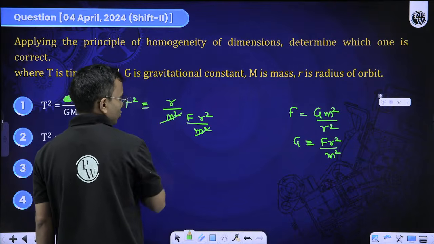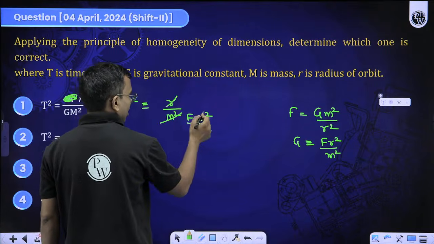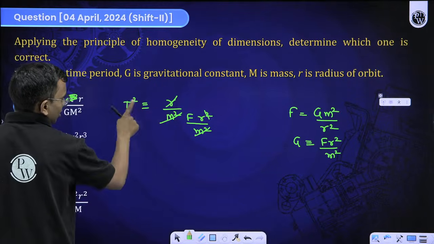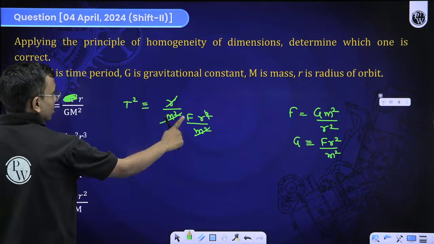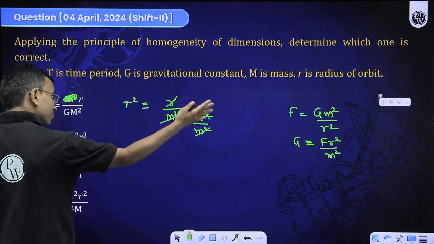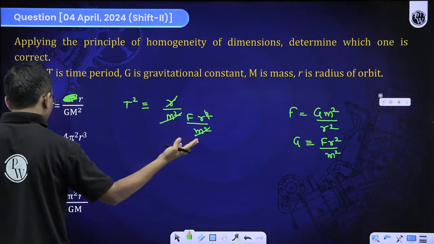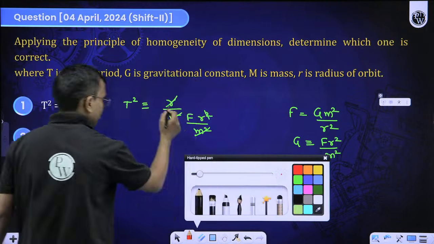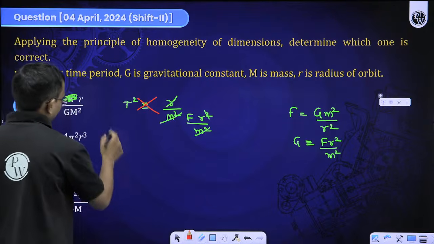This mass square is getting cancelled. This r is getting cancelled. Is it possible that these two can have the same dimensions? No. In force, I am having the unit kg meter per second square. In time, it is just second. It means this relation is incorrect. The first relation is incorrect, not possible.